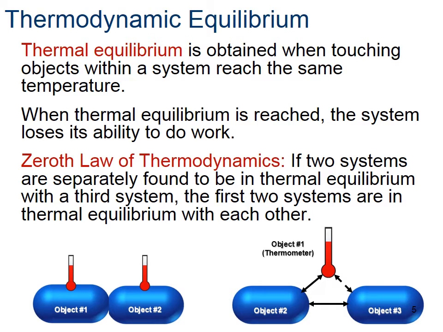What it says is that if two systems are in equilibrium with a third system, then the first two systems are in equilibrium with each other. So if you look at object 2 and object 3, and then the thermometer, it says that if the thermometer and object 2 are in equilibrium, and object 2 and object 3 are in equilibrium, then the thermometer and object 3 must be in equilibrium. Kind of common sense, but it's a law of thermodynamics.